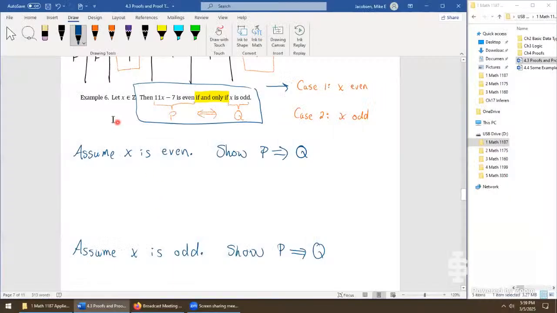On another way to view example 6. We attacked it differently by showing the double implication, first showing P implies Q, and then showing Q implies P. And now we're looking into another investigation on this one where we're attacking it as a proof by cases situation. It's an interesting view of this. And so right now we're looking into case 1, assume X is even. We have to show P implies Q.